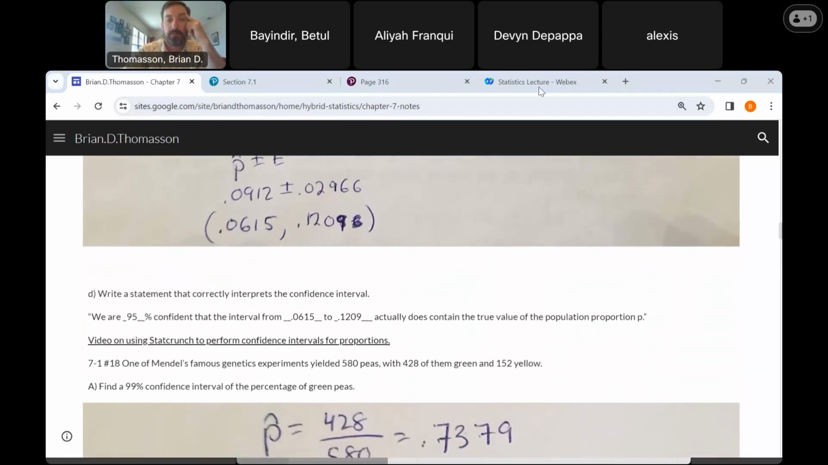We set the confidence level at 95%, so we can say we're 95% confident that the interval from 0.0615 to 0.1209 actually does contain the true value of the population proportion p. So again, what we're saying is we're pretty sure that we got one of those red bars.